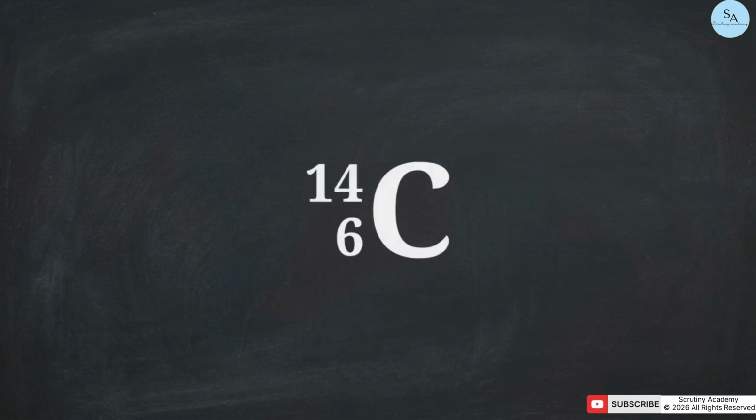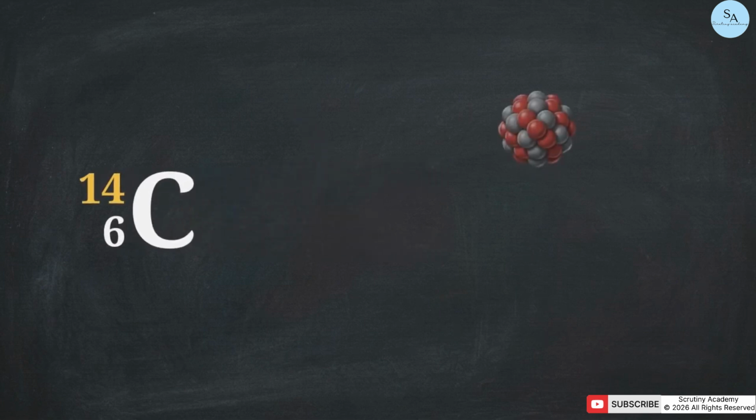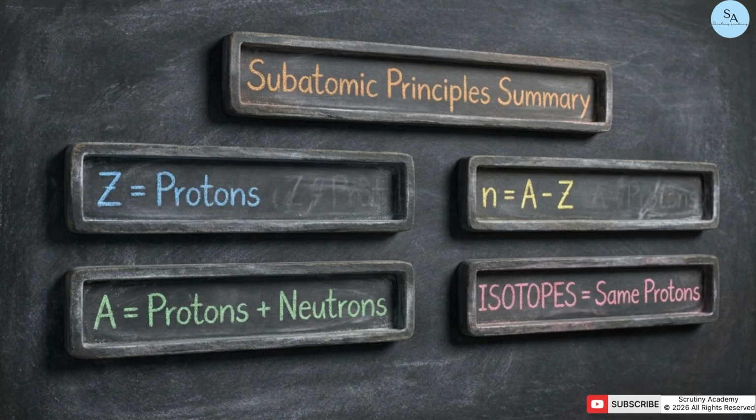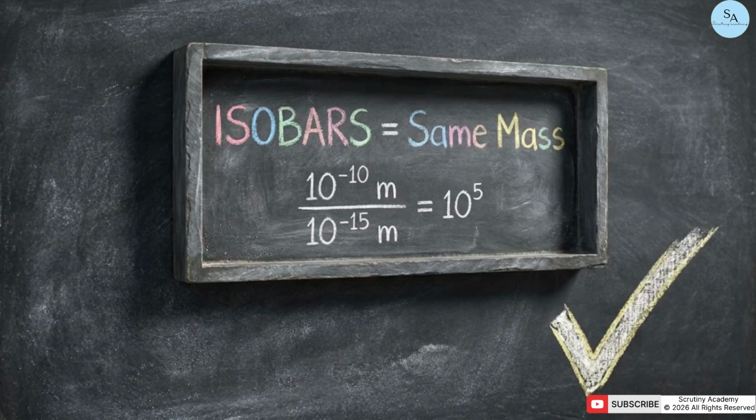Third, identifying the nucleons in an isotope like carbon-14. The superscript is the mass number, which by definition is the total number of nucleons. The answer is simply 14. We have moved from the early models to the specific math of ions and isotopes. Save this summary of formulas and definitions to use during your final review of atomic structure.